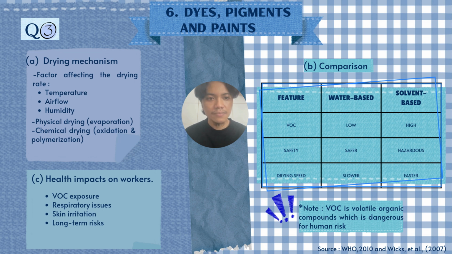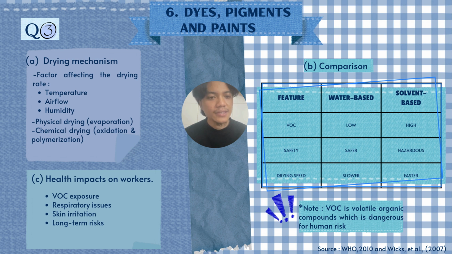Next is water-based vs solvent-based paint. Water-based paint uses water as the main solvent, while solvent-based paint uses organic chemicals. Water-based paints are more environmentally friendly, have a lower odor, and are safer to use. However, they may take longer to dry and can be less durable in harsh conditions.